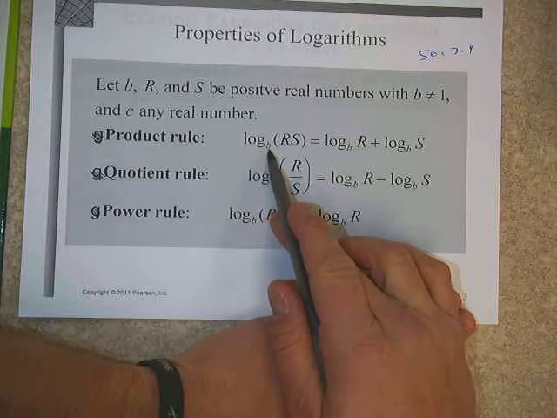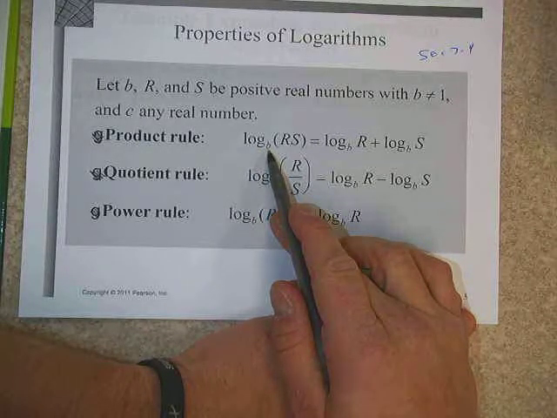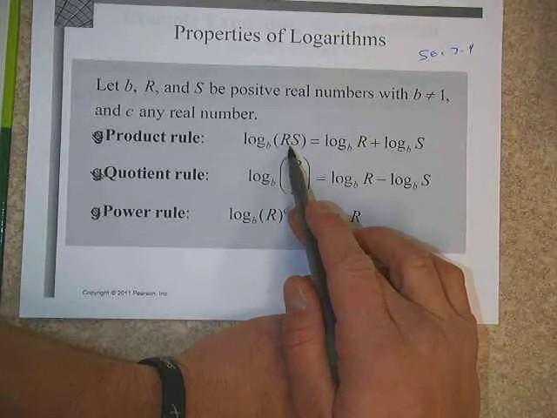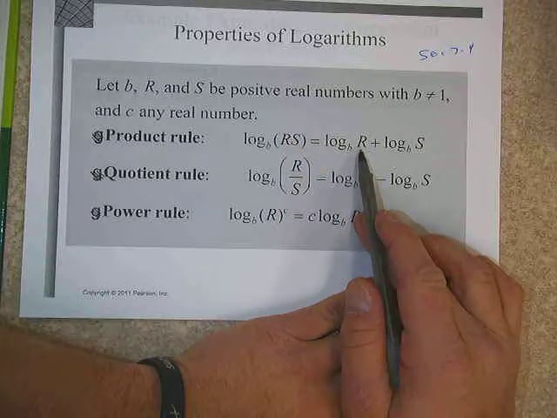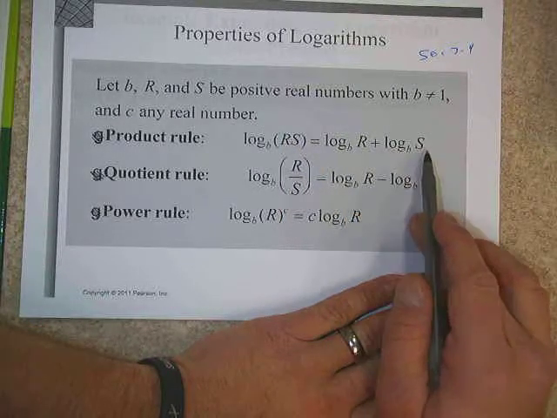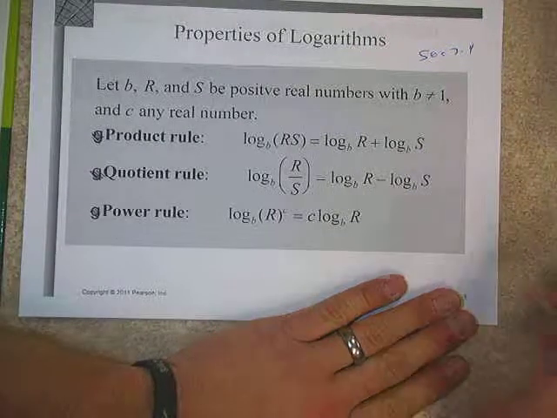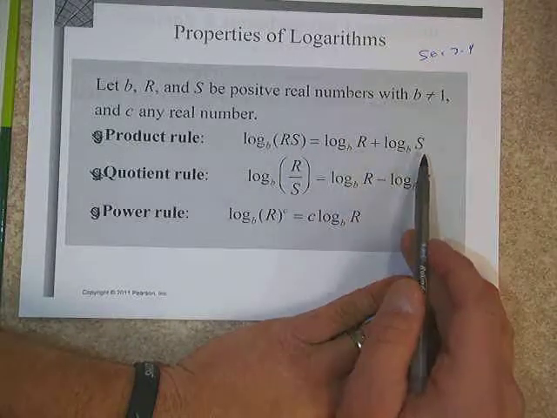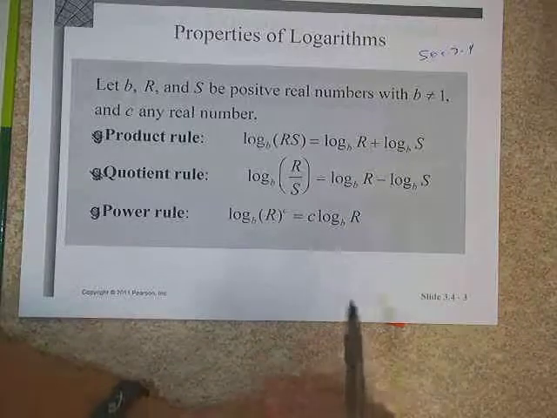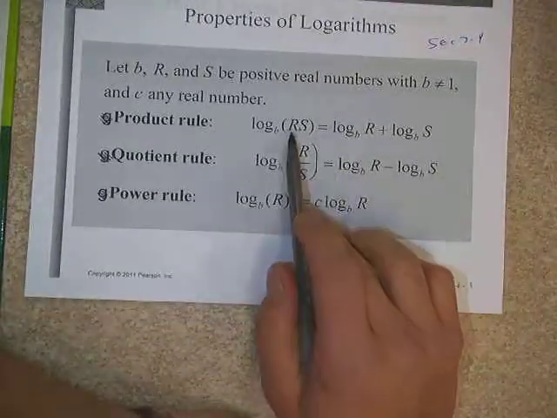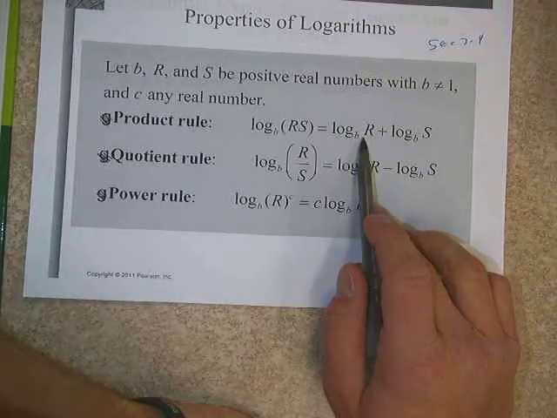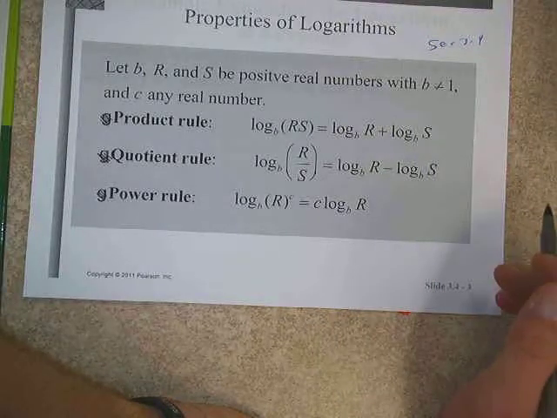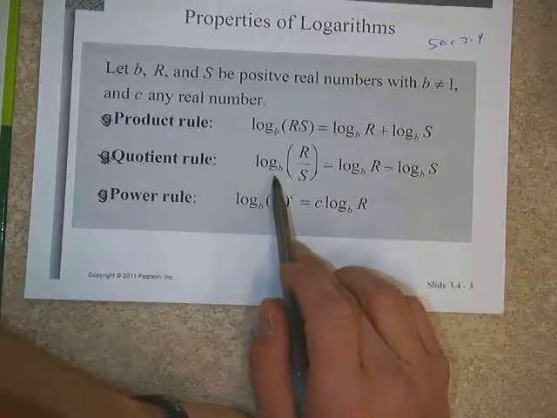But ultimately, if we have the logarithm of base b, and it doesn't matter what base it is, it could be base 10, base 2, a natural log, base e. If we have the logarithm of a product of two things, what we're allowed to do is break that up into the logarithm of the first part plus the logarithm of the second part. Now keep in mind that if there were three things in here like r, s, and t, we could have log r, log s, and log t all added together also. We could have more than two here as well. So anytime there's a logarithm of a product, we can separate that into the log of the first part plus the log of the second part.